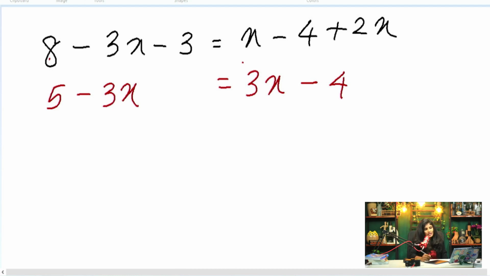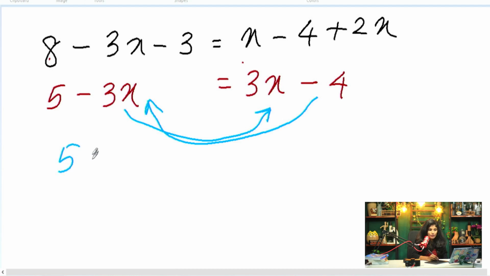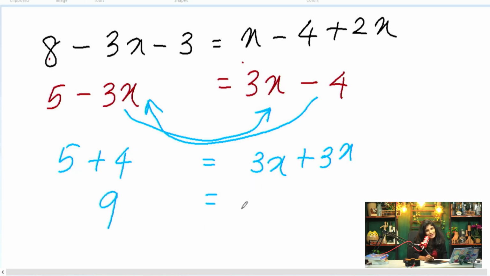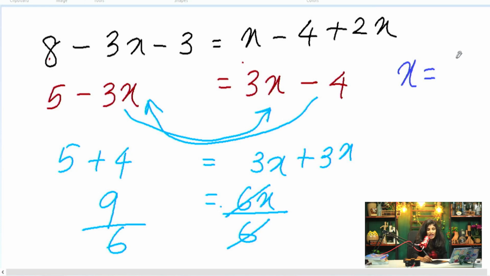Okay. Now I am going to switch the sides of unknown terms and the numbers. I will take this negative 3x to the right hand side and this negative 4 to the left hand side. 5 plus 4 equal 3x plus 3x. Here I have 3x and I have taken this 3x, then it will become positive. 5 plus 4 means 9. 3x plus 3x means 6x. Then I can divide both sides by 6. 6 and 6 are cancelling out. X equals 9 divided by 6.